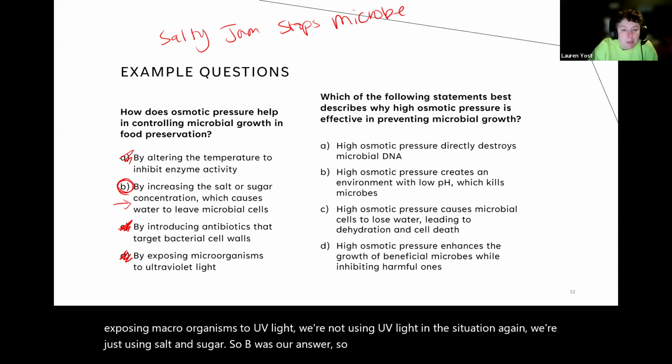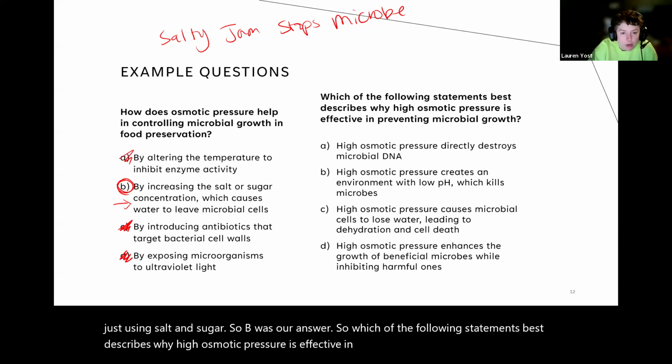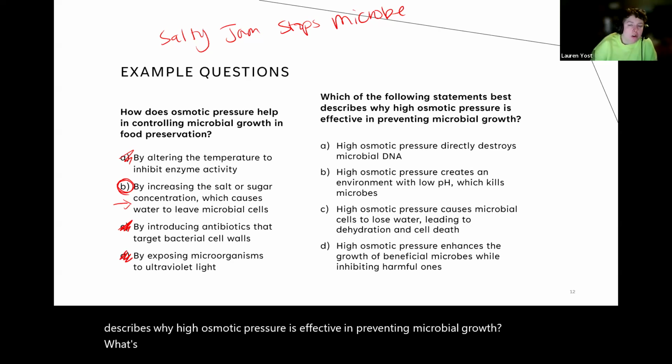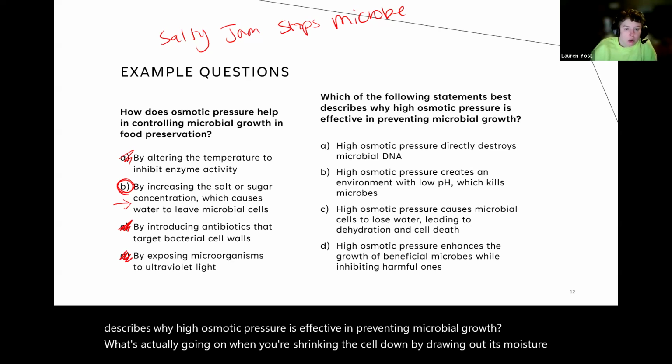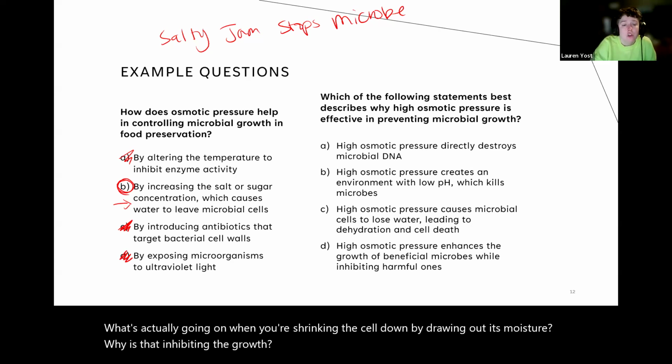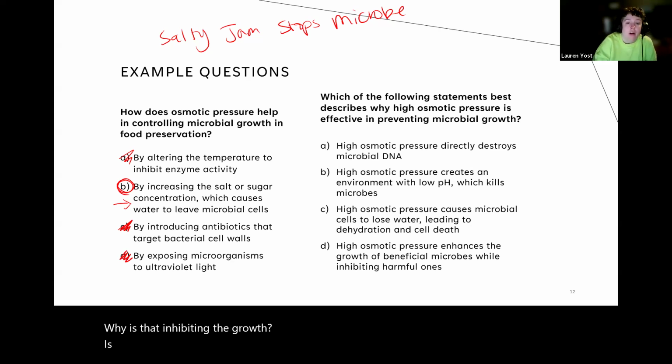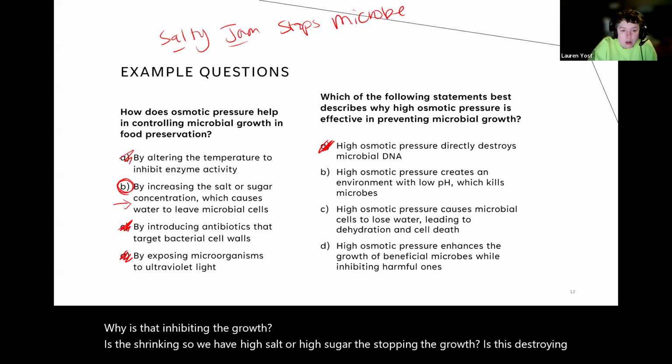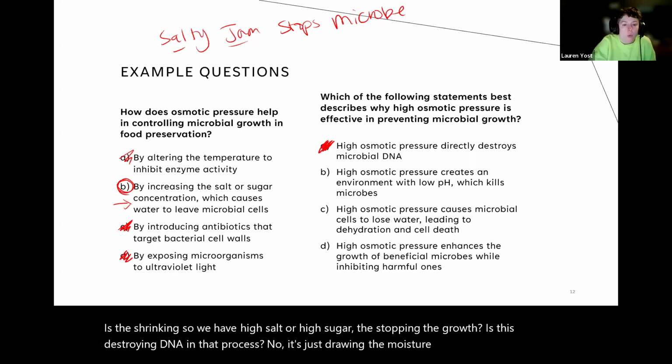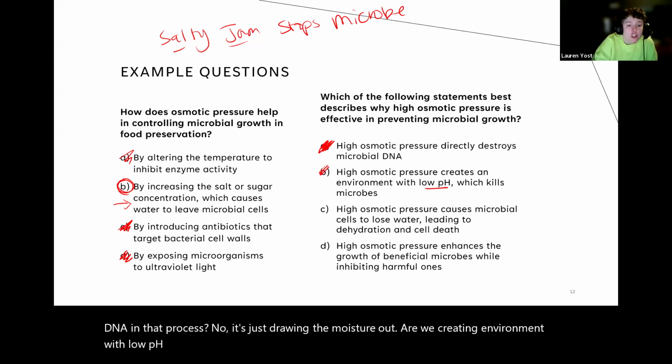So which of the following statements best describes why high osmotic pressure is effective in preventing microbial growth? So what's actually going on when you're shrinking the cell down by drawing out its moisture? Why is that inhibiting the growth? We have high salt or high sugar that's stopping the growth. Is this destroying DNA in that process? No, it's just drawing the moisture out. Are we creating an environment with low pH? That shouldn't be involved. We're not changing the pH, we're just drawing the moisture out.